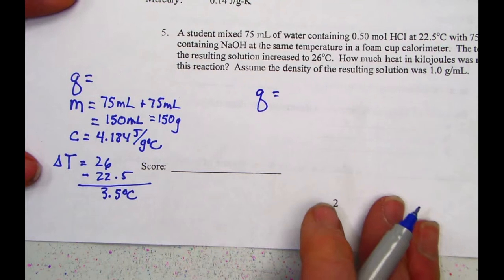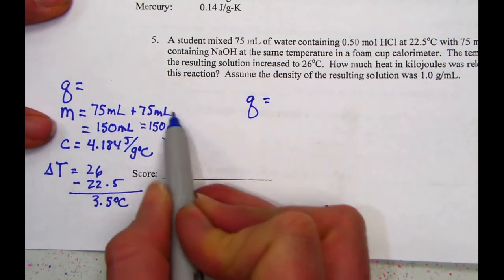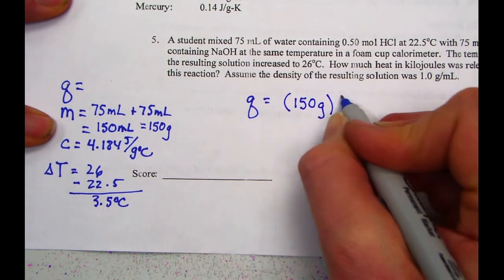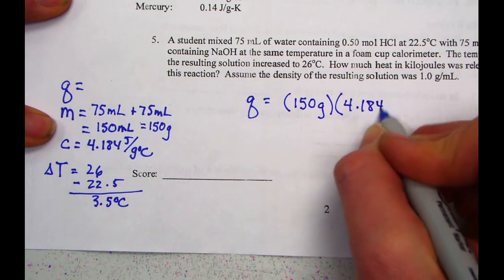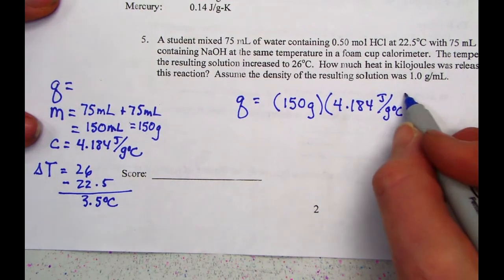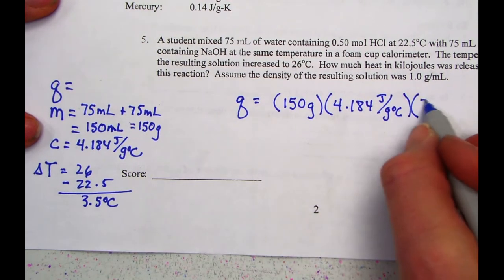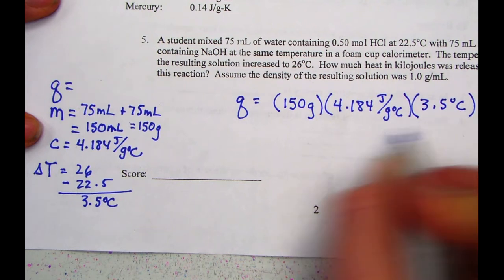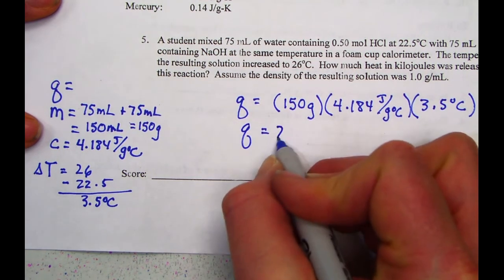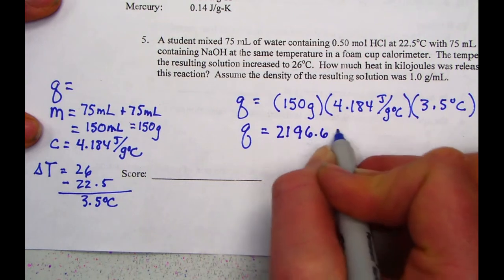Q is our target variable. The mass is the combined total volume turned into grams. There's 150 grams of solution. The solution is a water solution, so we'll use the specific heat of water, 4.184, our constant we've memorized. And the change in temperature, 3.5 degrees Celsius. We will hit 150 times 4.184 times 3.5 to find the Q, the heat energy. Q is found as 2196.6 joules.